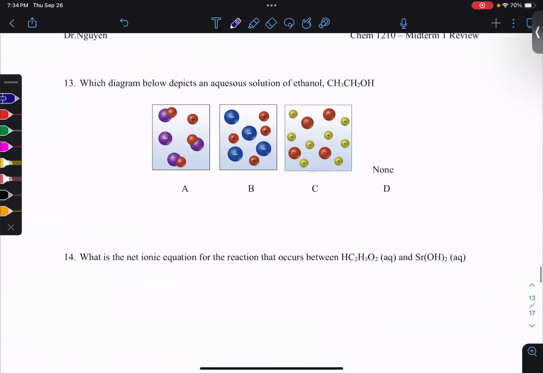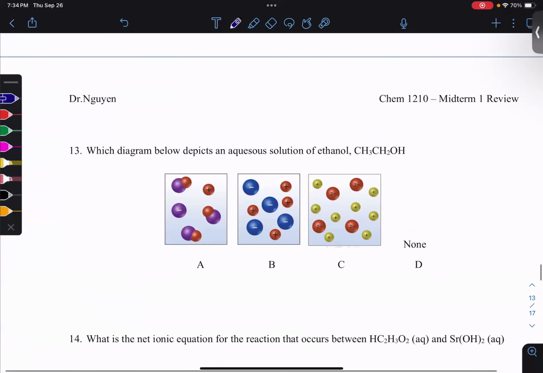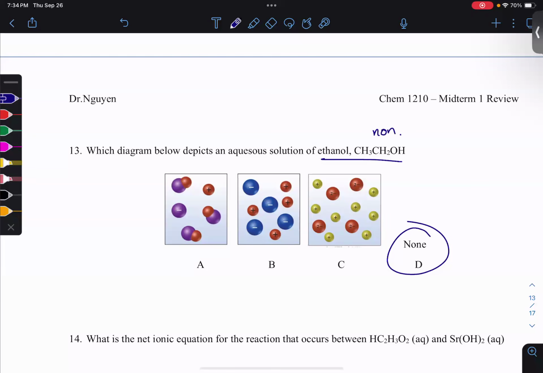Okay. So based upon this formula, what should a solution of ethanol look like on a particle level? A, B, C, or none of these? None of them, yeah, because ethanol is a non-electrolyte. So should there be any ions? No, there should be no ions at all, okay?